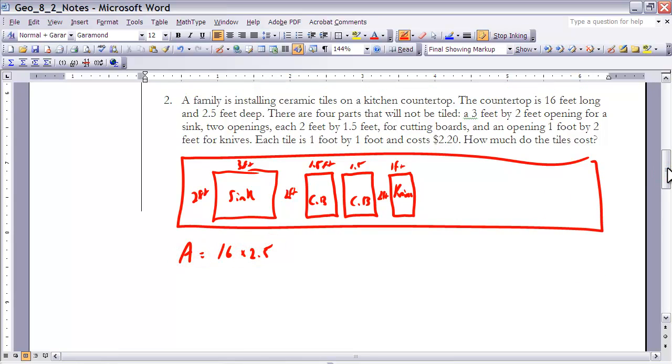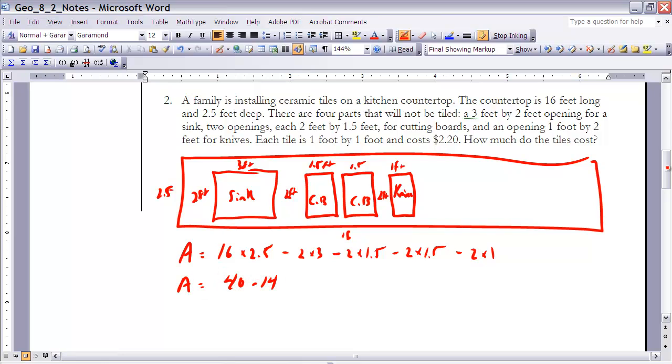So to do that, I'm going to take the 16 feet that we have here, 16 by 2.5, and I'm going to multiply those together, and then I'm going to subtract out the other stuff. So I'm going to subtract 2 times 3. I'm going to subtract 2 times 1.5. I'm going to subtract out another 2 times 1.5. And finally I'm going to subtract 2 times 1. Okay? So this is going to give me the area of that entire region.